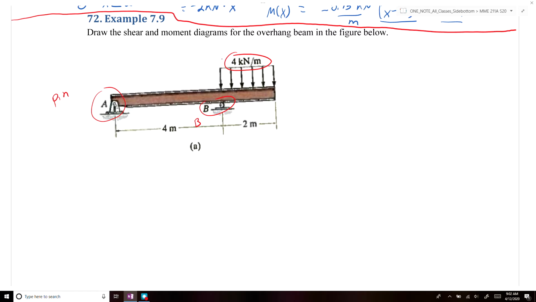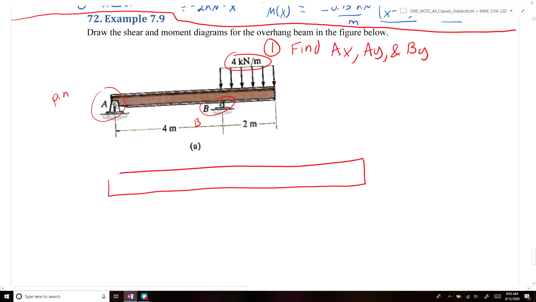So the first thing we need to do is find the reaction forces. So we need to find A of x, A of y, and B of y. So if we draw our free body diagram of our beam here, we end up getting A of x, A of y, and B of y. Alright, those are our reaction forces.